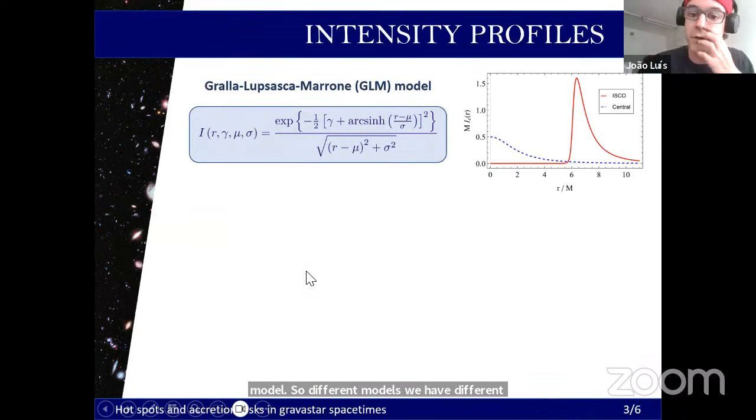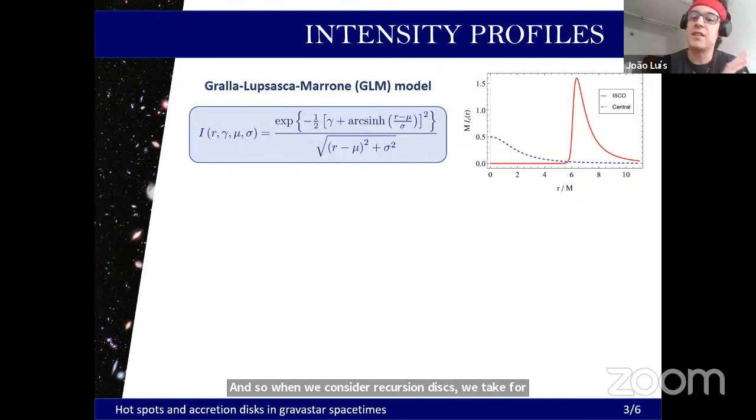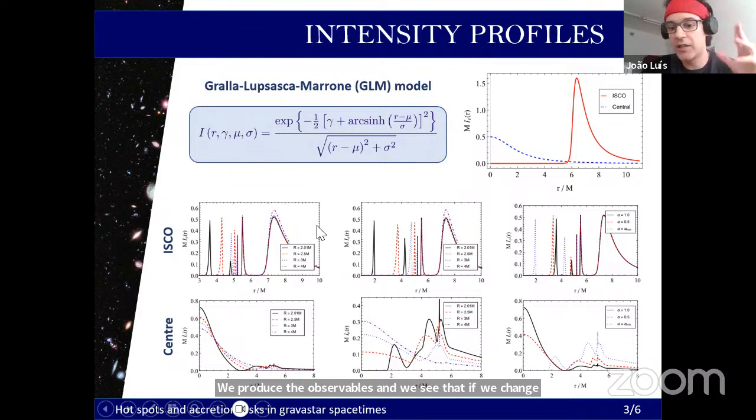And so when we consider accretion disks, we take, for example, just two accretion disks, the ISCO model and the central model, because we know that these models have the ISCO, the innermost stable circular orbit, at r equals 6, and they don't have an event horizon, so the central model is also an interesting one. We produce the observables, and we see that if we change things, in here I'm showing different combinations.